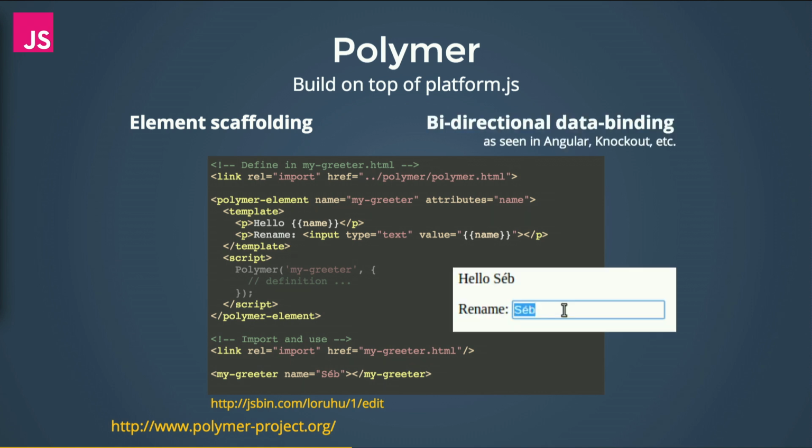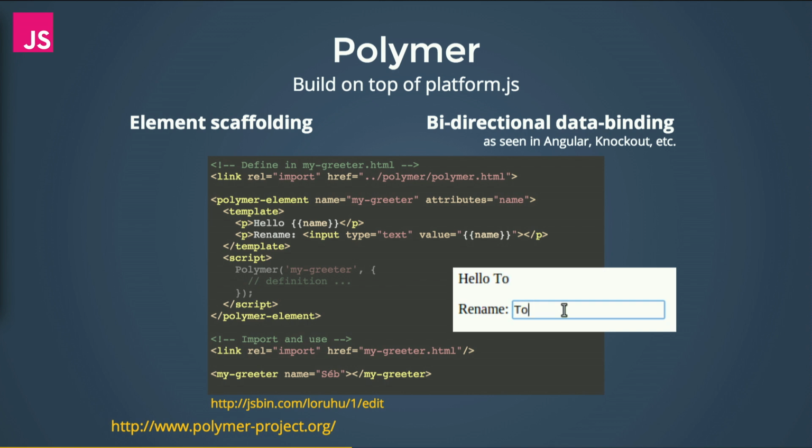Polymer supports bidirectional data binding, which means it's going to replace the name curly thing with the value of the attribute, here Seb. And because it's bidirectional, you can also bind it to this input text, where it's going to give the initial value Seb to the input text. But if you change it, it's going to change the value everywhere for that variable. So this is really powerful, and we're going to use that throughout the rest of this presentation.